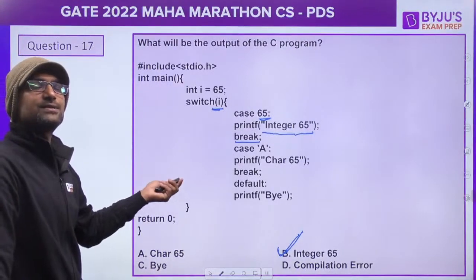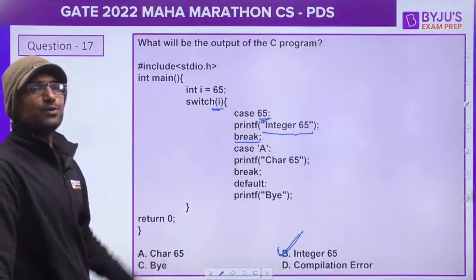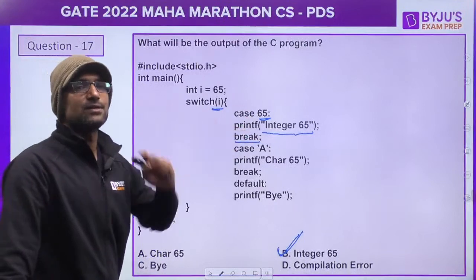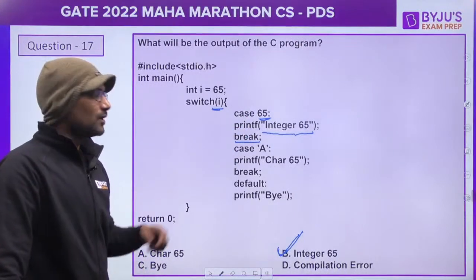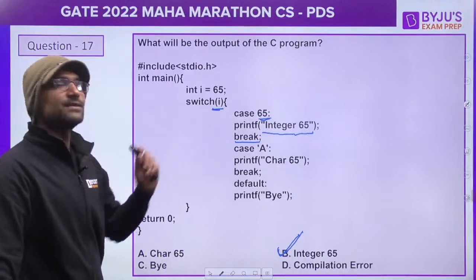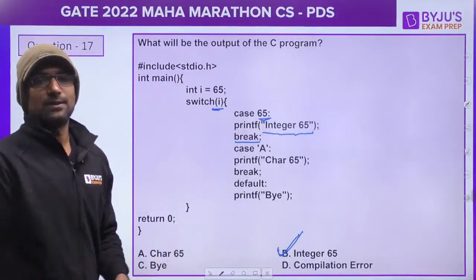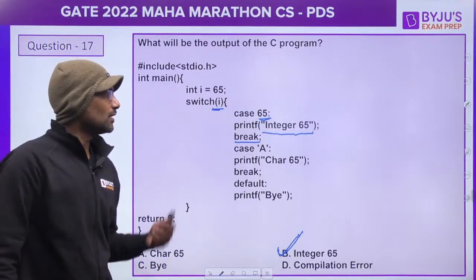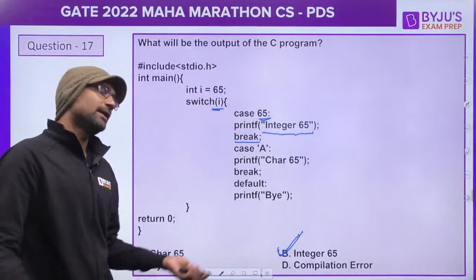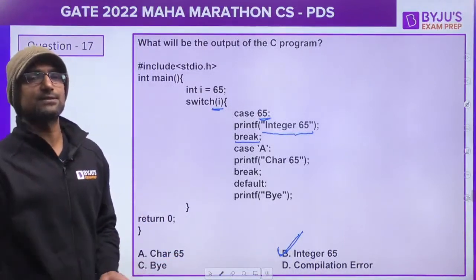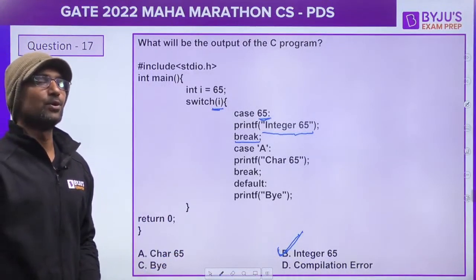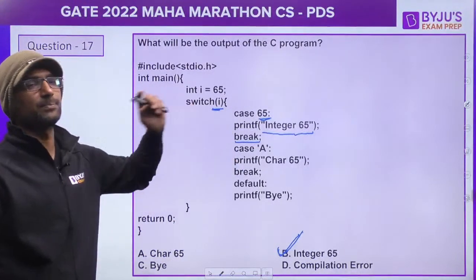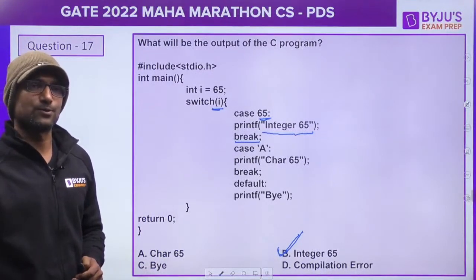Yeah, the first match is taken into consideration. Suppose you give the I value as capital A also, it will print integer 65 only. If case 'A' is on the top, then char 65 will print. The first match is what is taken. If break is not there, then it will print both integer 65 and char 65. Even if break is not there here also, it will print the default printf statement also.